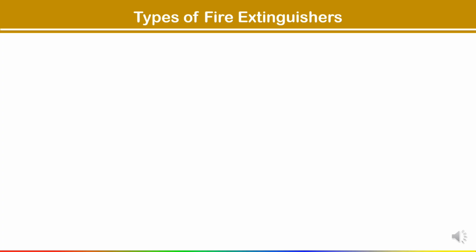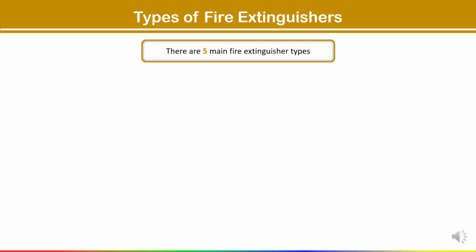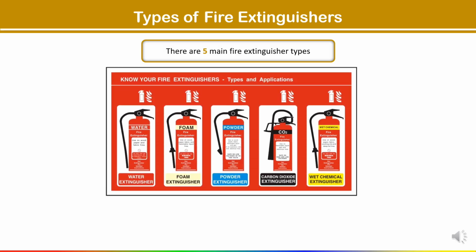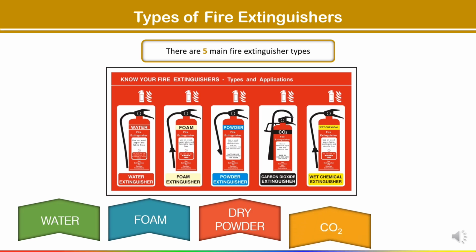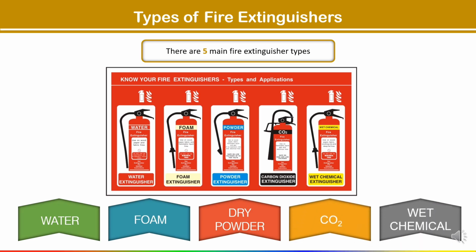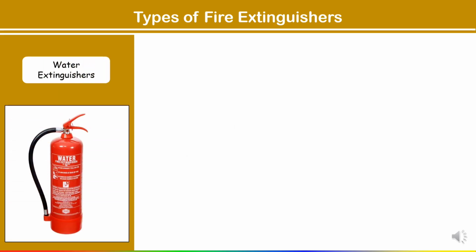Now here you have to remember there are 5 main fire extinguisher types. The first one is the water extinguisher, then foam extinguisher, dry powder extinguisher, CO2 extinguisher and wet chemical fire extinguisher. Now let us discuss each type in detail. The first type of fire extinguisher is the water extinguisher.